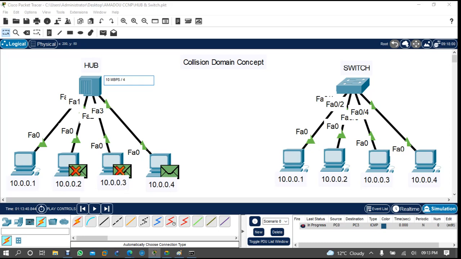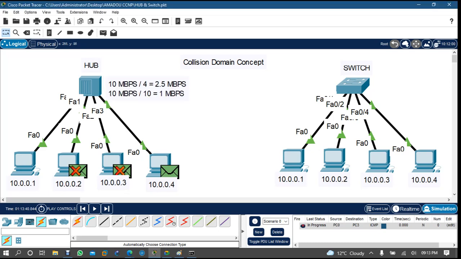So if four systems are connected, the PCs will get 2.5 mbps. But if the speed is 10 mbps, and 10 computers are connected to this hub, the speed will be divided among those 10 computers. Are you understanding? Yeah, I understand.